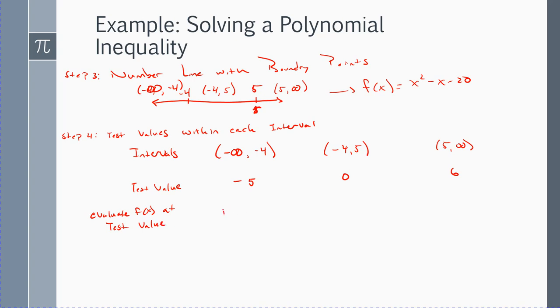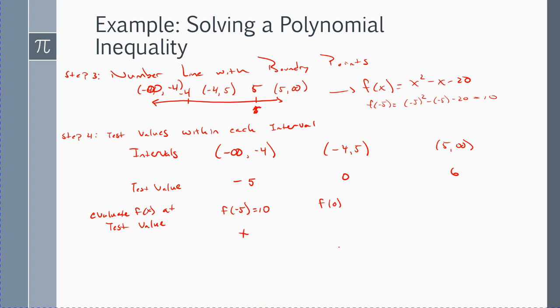So you're going to figure out what f of negative 5 is. If you take negative 5 in here, you get negative 5 squared minus 5 minus 20. This is 25, and then minus becomes plus, so 25 plus 5 is 30, minus 20 is 10. What this means is that all numbers between negative infinity and negative 4, when you plug them into f of x, are positive. So I'm going to put a little plus sign here.